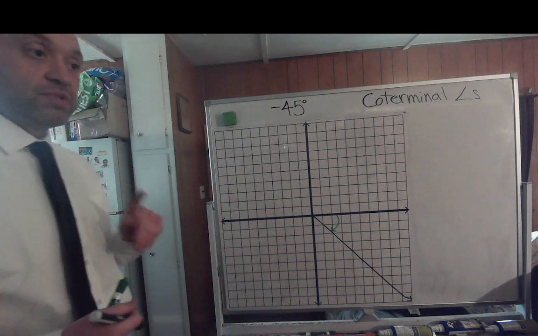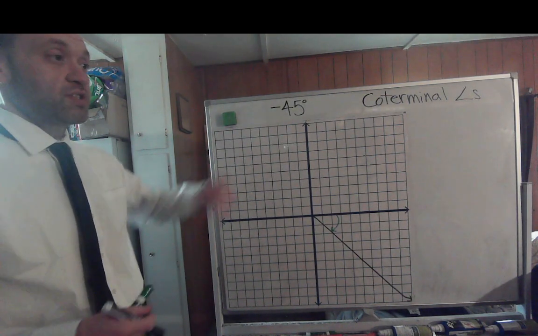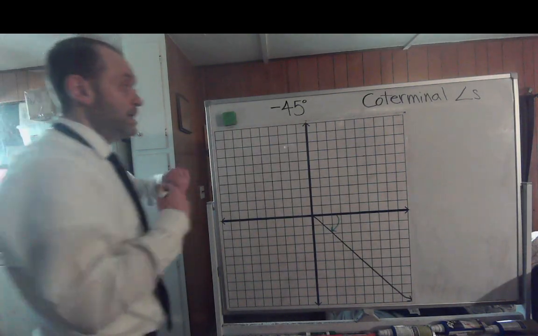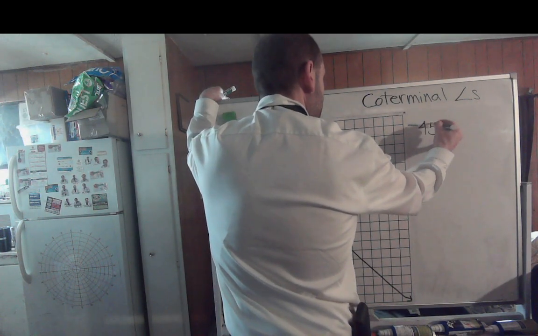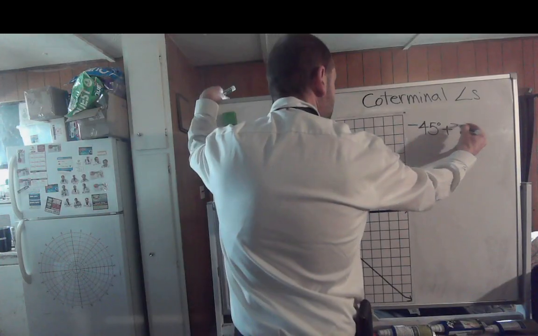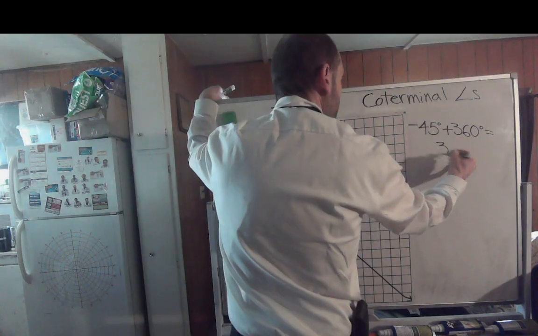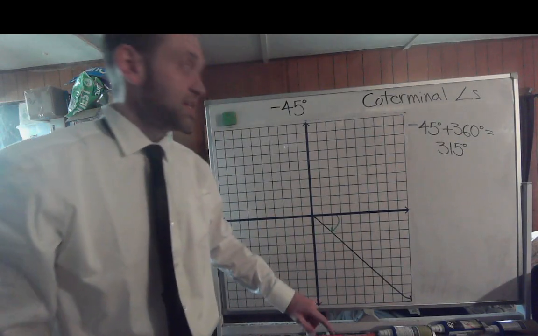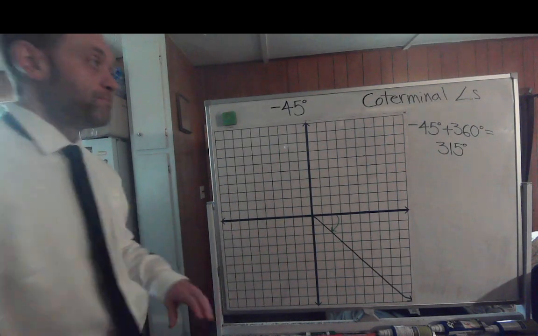Now the good news is, though, you can find coterminal angle measures for this. So if you want to find the coterminal angles, take that negative 45 degrees and then add 360 degrees to it, you'll end up getting an angle measure of 315 degrees. So that means this would be the exact same measure as if you were doing a positive 315 degree angle.